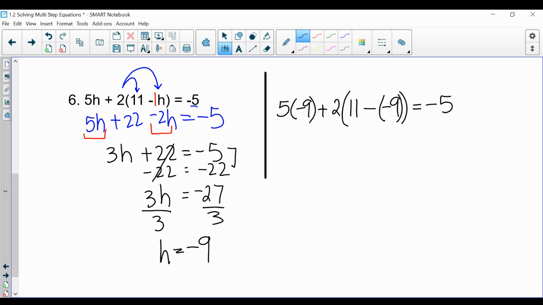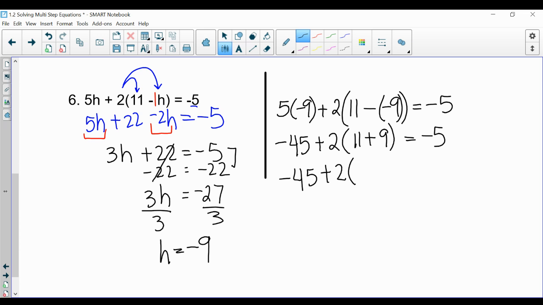Okay, so I have a parenthesis. I want to simplify that, and I also have a multiplication problem right here. So I'm going to go ahead and simplify that as well. 5 times 9 is a negative 45 plus 2, and my parenthesis now is 11 plus 9. Negative, negative makes it a positive. Okay, so let's just write it down again. So let's simplify the parenthesis. 11 plus 9 is 20.